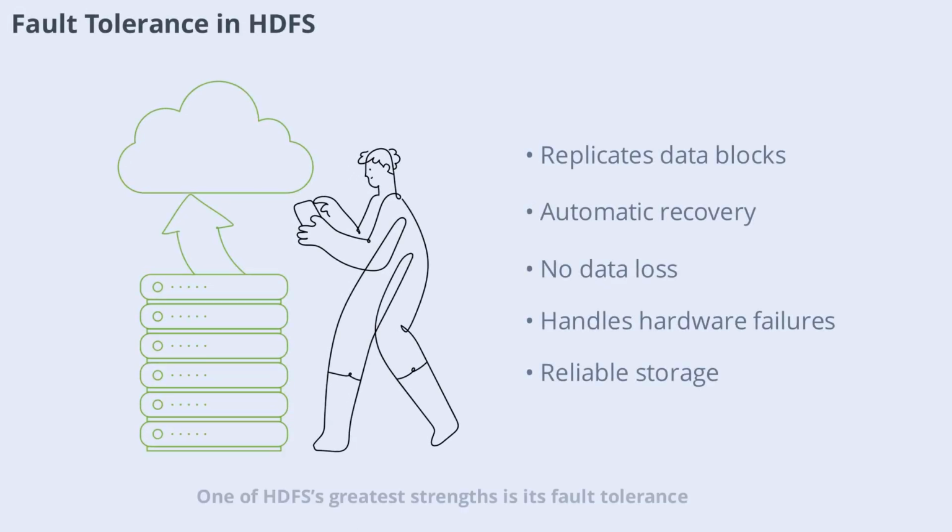One of HDFS's greatest strengths is its fault tolerance. By replicating data blocks across multiple machines, HDFS ensures that hardware failures don't result in data loss. If a data node fails, the system automatically recovers by using replicas stored on other nodes. This design makes HDFS a reliable choice for mission-critical data storage.